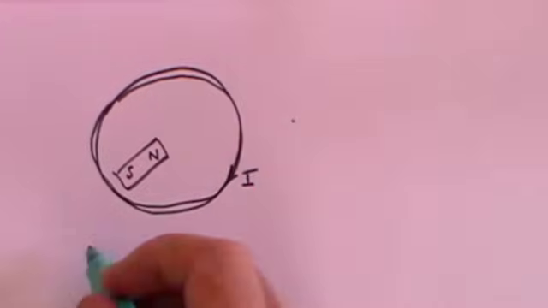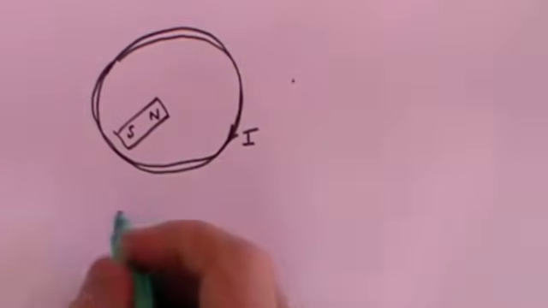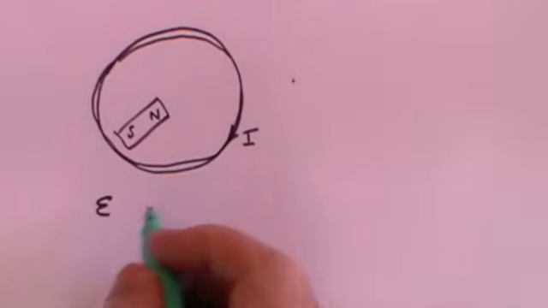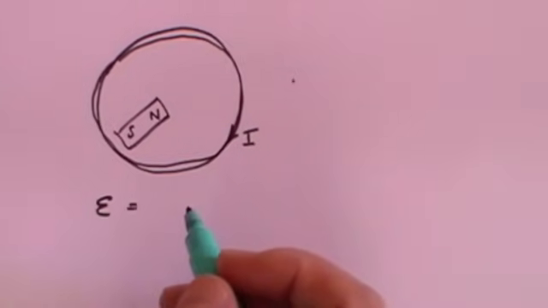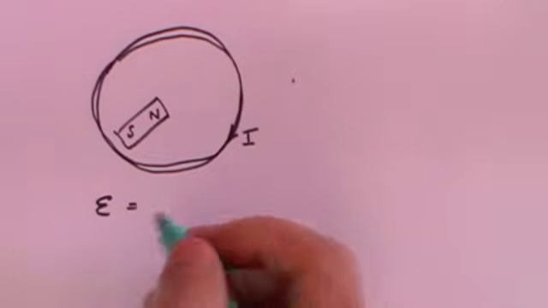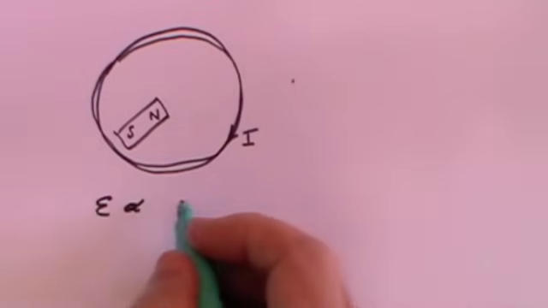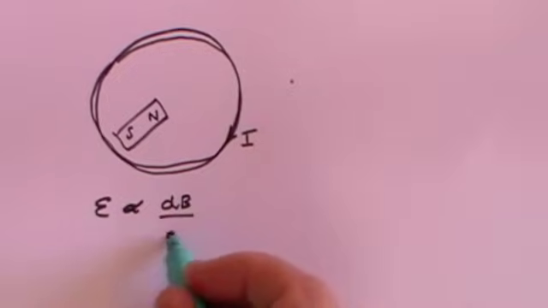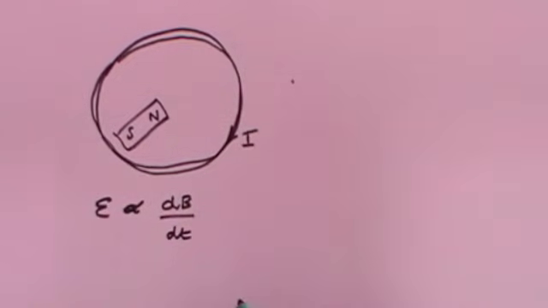it's a voltage, a potential difference causing the current to flow. And so what we can say is that the electromotive force, the EMF, which is a voltage driving the current, is going to be proportional to the rate of change of the magnetic field. The faster you move the magnet in and out.